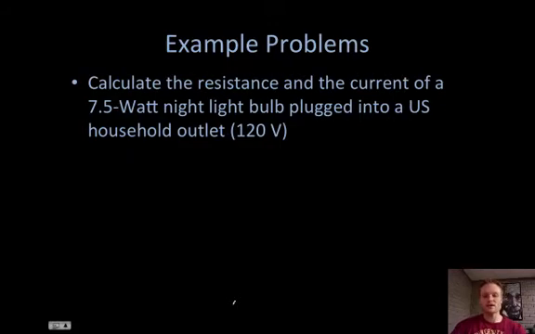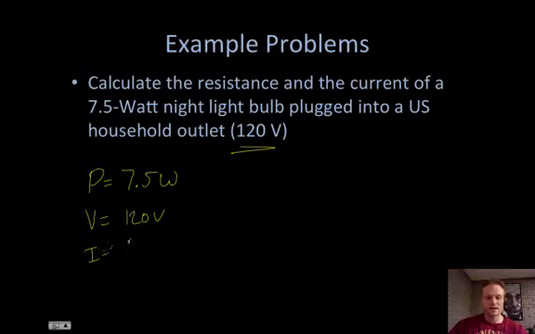So the problem is: calculate the resistance and the current of a 7.5 watt night light bulb plugged into a U.S. household outlet. Most U.S. households use 120 volts. Let's write down what we know first. I highly recommend getting into the habit of doing exactly that. We know that the power of this night light is 7.5 watts. We also know that the voltage is 120 volts. I want to know the current, and I would like to know the resistance in this circuit.